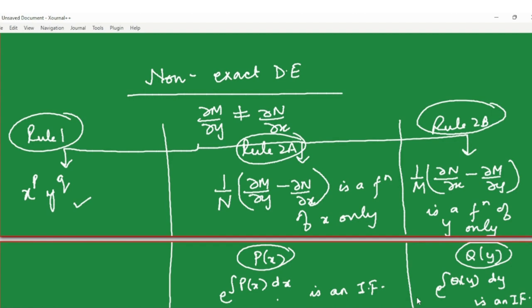There's one more rule which is applicable to homogeneous differential equations, so that will be taken up in the next video. For now, that's all for integrating factors for non-exact differential equations.